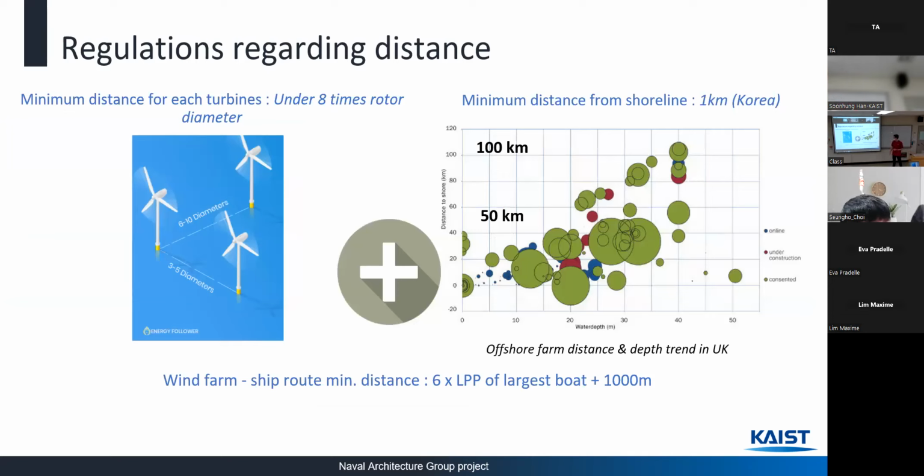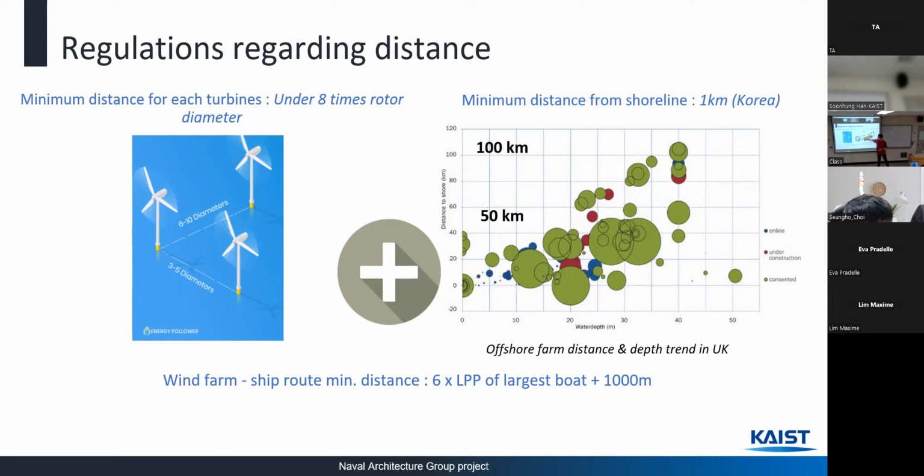Regarding the distance, we saw multiple regulations. The first one I want to talk to you about is 1 kilometer away from the shore. So a wind farm should be 1 kilometer away from the shore. This graph shows a benchmark of wind farms in the UK. Here on the y-axis is the distance from the shore in kilometers. We can see that a lot of wind farms in the UK are around 50 kilometers away from the shore, and you can go up to 100 kilometers.